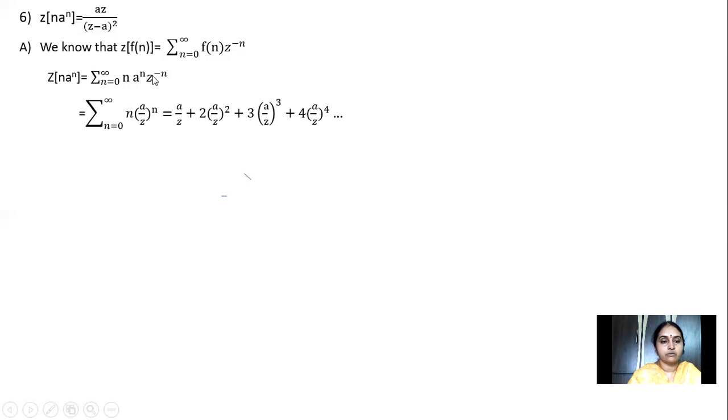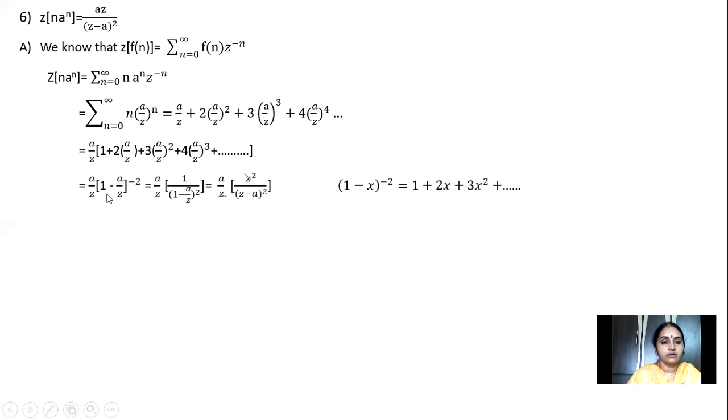Put n equal to 0, 0 into anything is 0. Put n equal to 1, 1 into (a by z) whole power 1. Next, 2 into (a by z) whole square, then 3 into (a by z) cube. Take a by z common: 1 plus 2x plus 3x square, like this. Then you can write a by z over (1 minus x) whole square. For this series we applied this formula, and then it cancels.